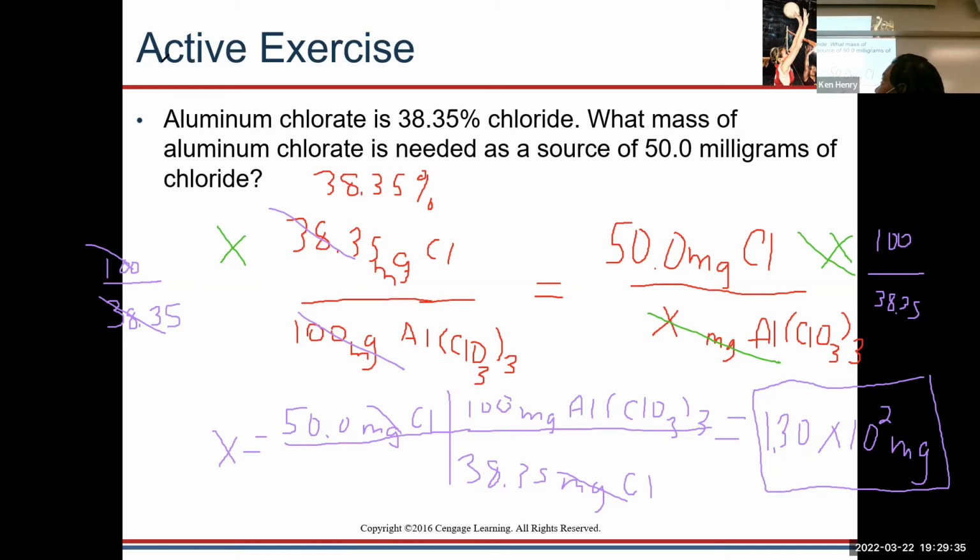It says that 38.35%, if I assume that I had 100, it's going to be 38.35 of it is going to be chloride. So that means that the rest of it is going to be the aluminum. But altogether, it's going to be 100, right? Because that's what we're basing it on, 100%.